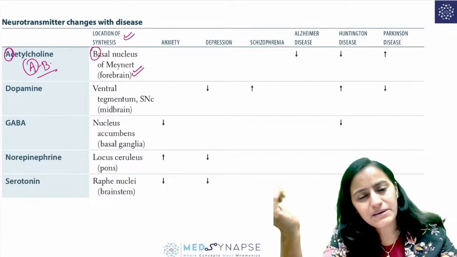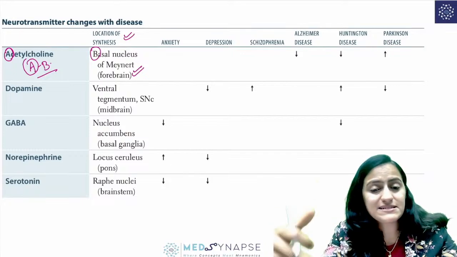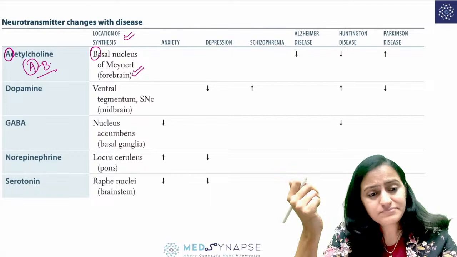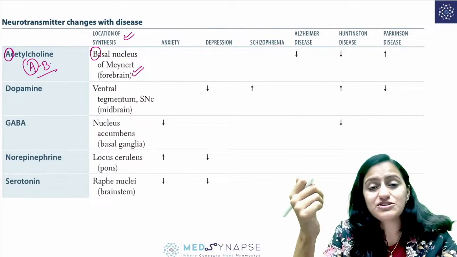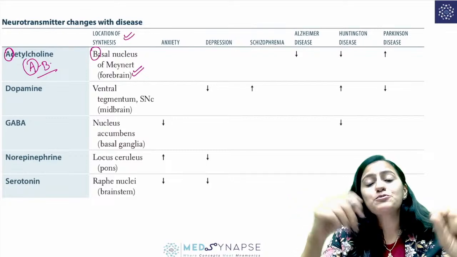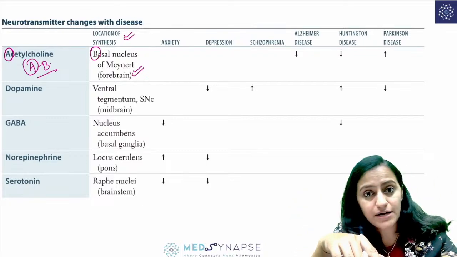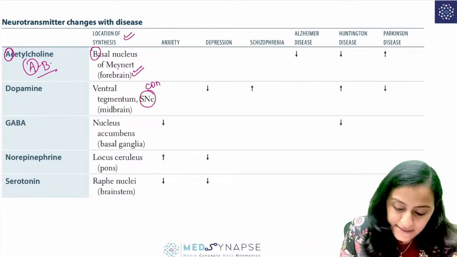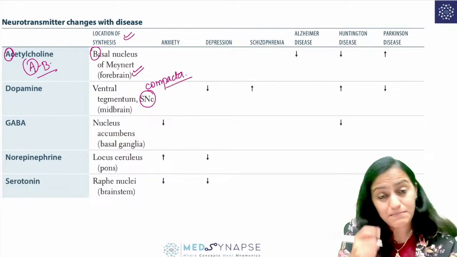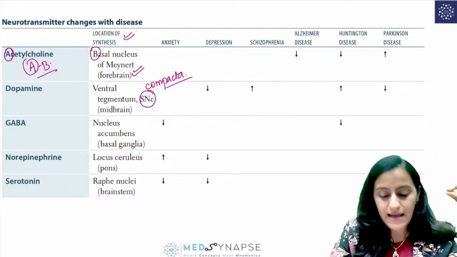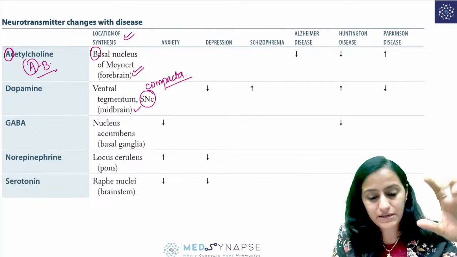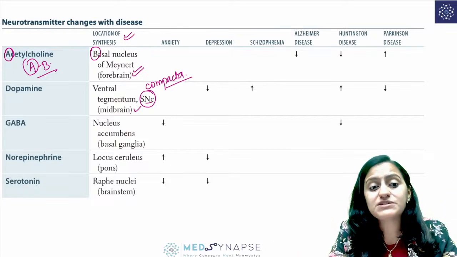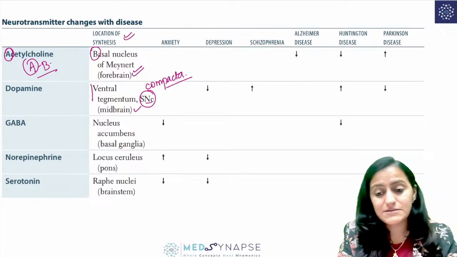Next is dopamine. We all know that dopamine is decreased in Parkinson's disease, and Parkinson's is a problem in the substantia nigra. So the site of synthesis is going to be the substantia nigra. But remember, what part of the substantia nigra? Is it SNPR or SNPC? Pars reticulata or pars compacta? Remember, it is compacta. Okay, SNc, that is substantia nigra pars compacta, that is affected. And this is basically a part of the midbrain. Remember, nigra means black, the black part that you see in the midbrain, that is substantia nigra. Okay, the ventral tegmentum part of the midbrain.